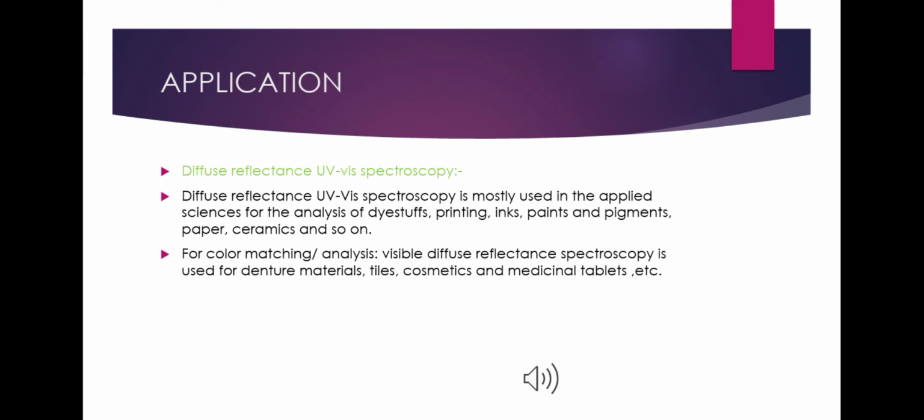Now, let us discuss the application of UV-DRS. Number 1 is diffuse reflectance UV visible spectroscopy. Diffuse reflectance UV visible spectroscopy is mostly used in the applied sciences for the analysis of dyestuffs, printing inks, paints and pigments and paper and so on. For color matching analysis, visible diffuse reflectance spectroscopy is used for denture materials, tiles, cosmetics and medicinal tablets, etc.